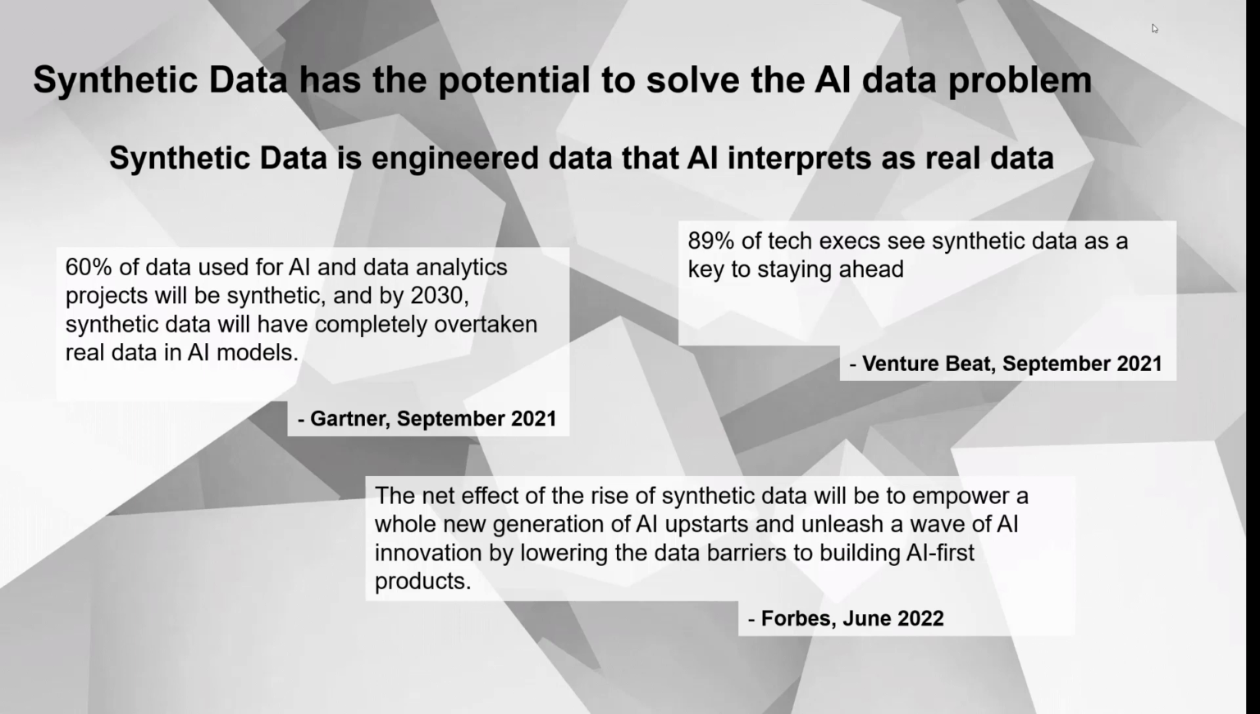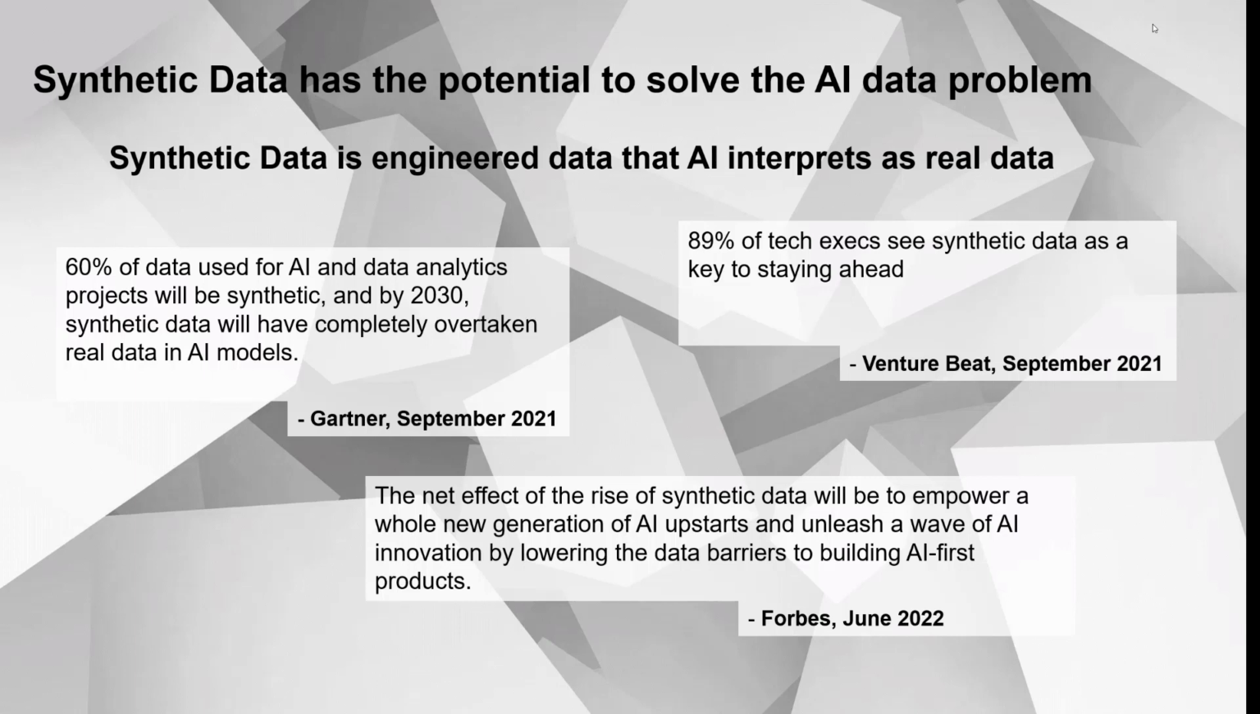Synthetic data has the potential to solve the AI data problem. Synthetic data is essentially engineered data that an AI interprets as if it is real data. And what we're seeing in the industry is that Gartner and many other publication groups believe that synthetic data is going to be used for a significant amount of the data used to train AI, both in the next couple of years and even increasing in the long run.